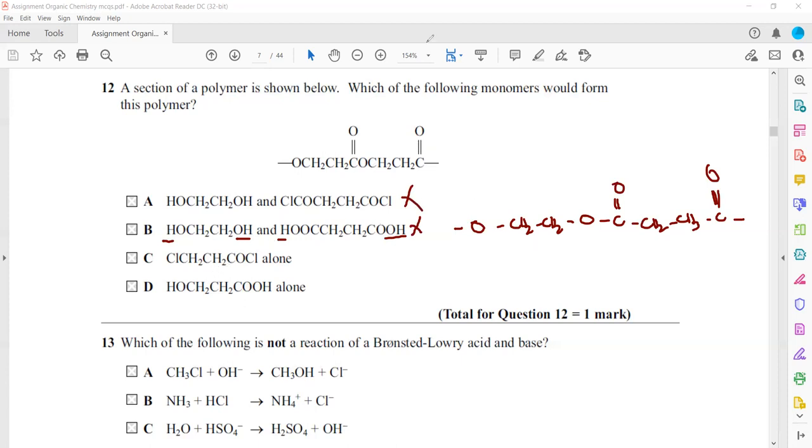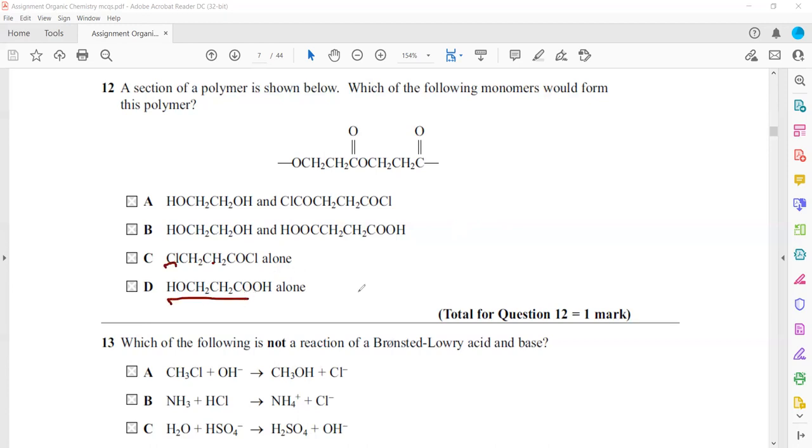When we check D, this alone cannot form a polymer unless an OH group is attached to it. If this was alone, meaning all the molecules are identical, this will be OH, CH2, CH2, C double bonded with O and OH. This alone means the same molecule. So if one side we remove H, the other side will be OH. One side H, the other side will be OH.